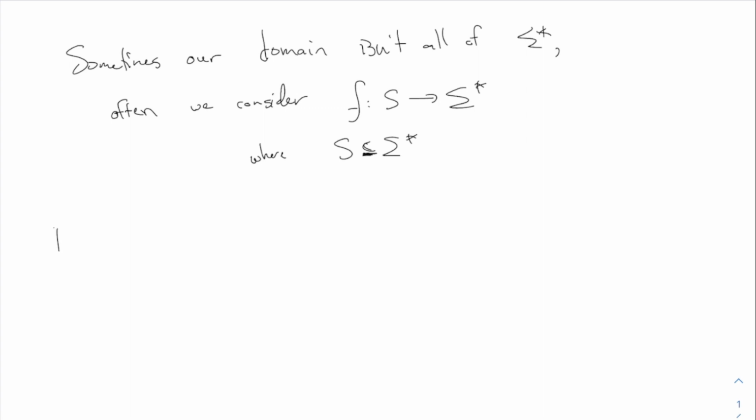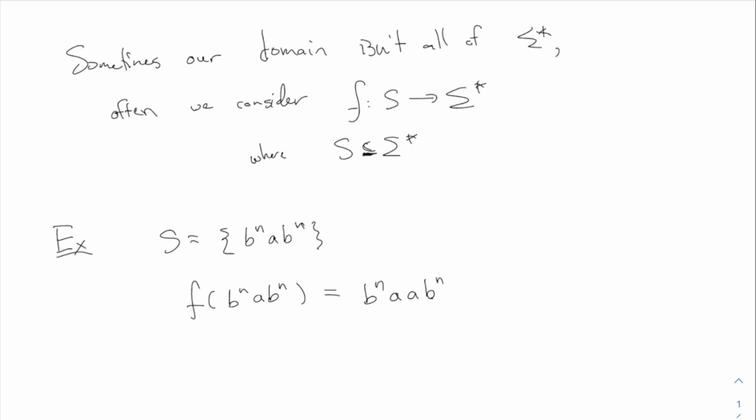How about here's an example where S, the domain, is b to the n, a, b to the n. So this is an example where you always start with a string that looks like that to begin with. And the function f takes something like that, b to the n, a, b to the n, and then gives you b to the n, a, a, b to the n. It sticks another a in there. That's what it does. So this is a function which begins with something like b to the n, a, b to the n. It has an a in the middle, and then the answer is like that. It puts an extra a in the middle, a second a in the middle.